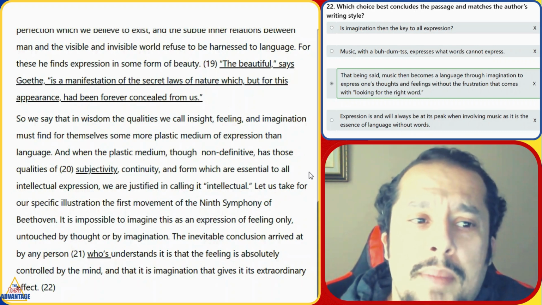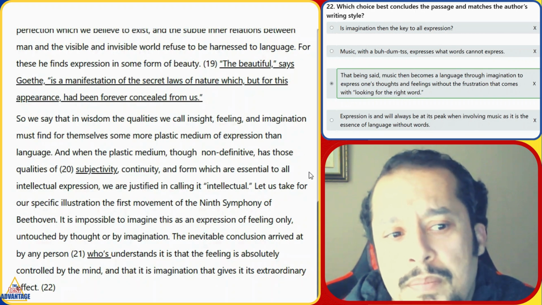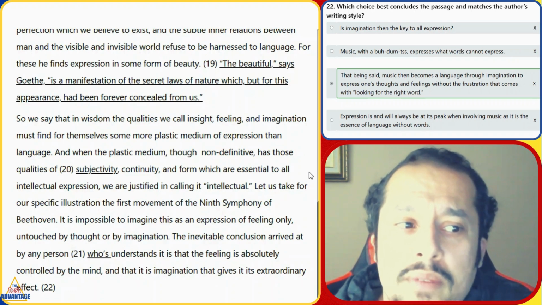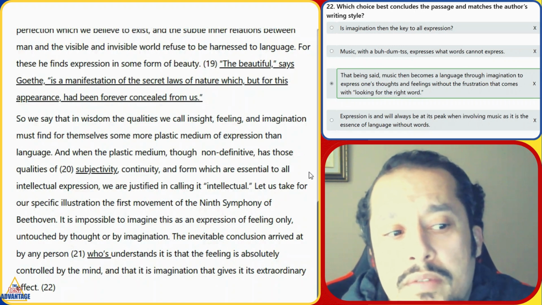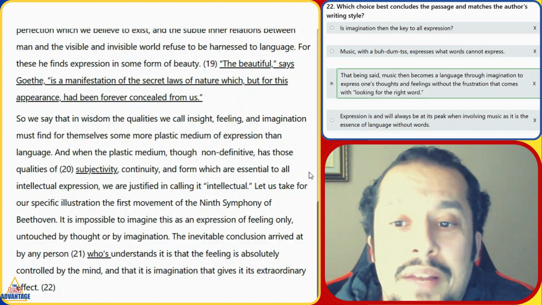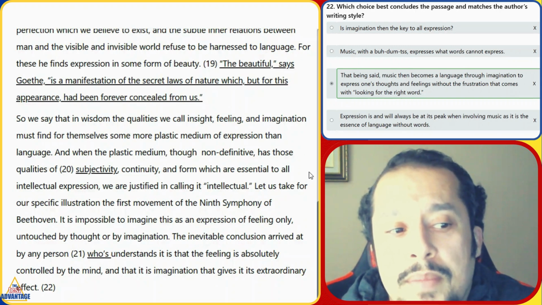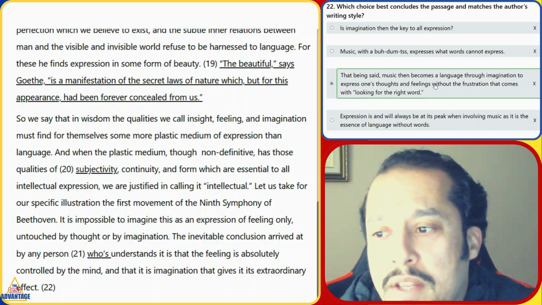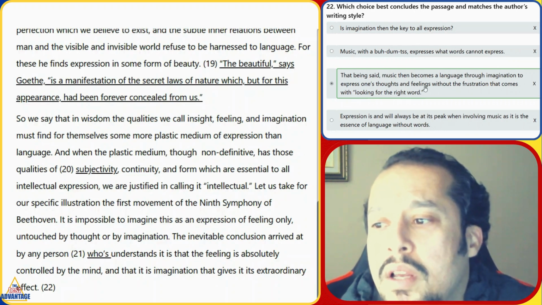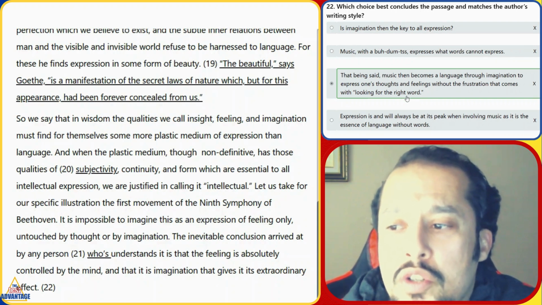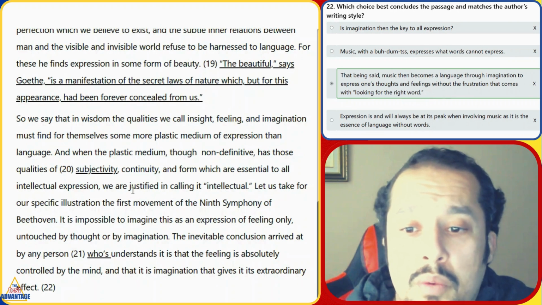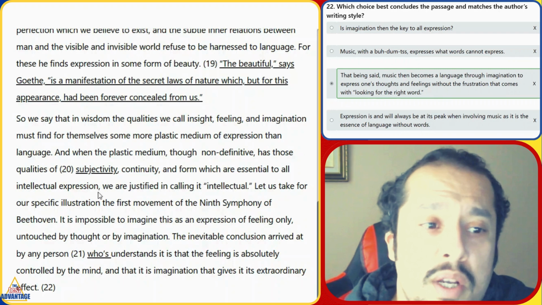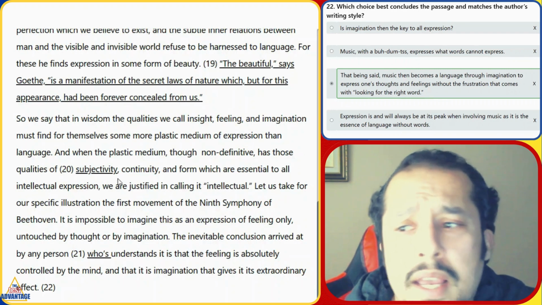El passage can بيتكلم عن limitations of words and conveying feeling and imagination. وبيقول basically music is a plastic medium. It can serve as a language of expression. It can serve as a language of love. طالما في qualities of objectivity, continuity, and form. فالconcluding sentence هنا works well with answer B. That being said, music then becomes a language through imagination to express one's thoughts and feelings. Without the frustration that comes with looking for the right word, ليه عشان we're talking about objectivity. Choice A introduces a new question.